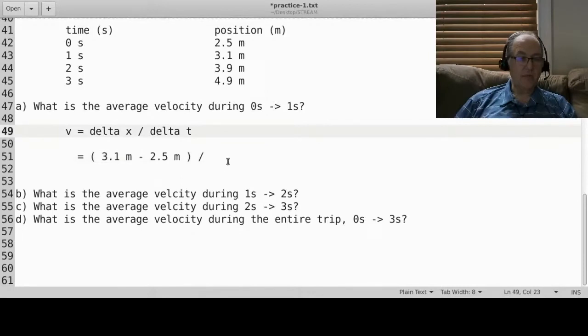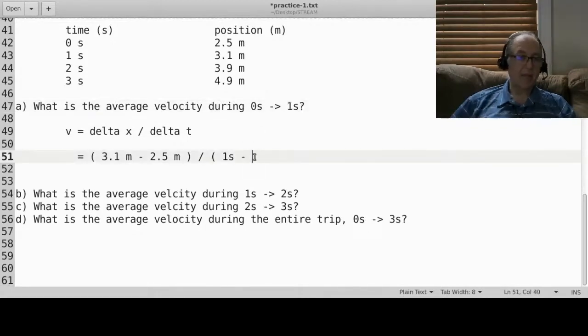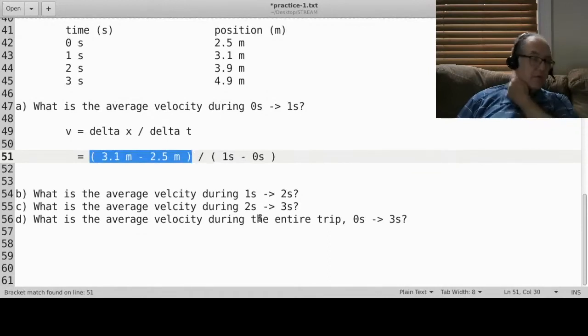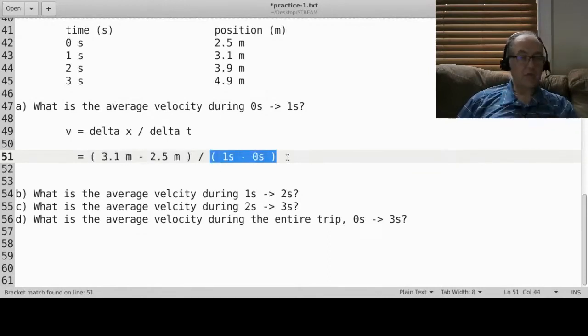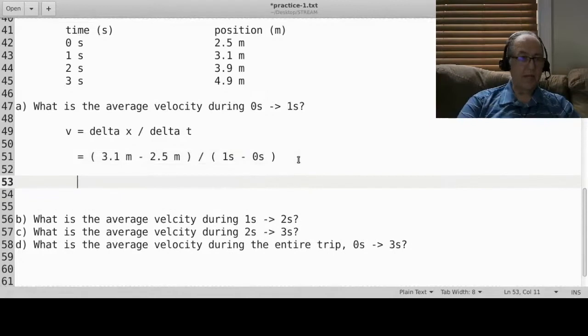And for time delta t, you do the same thing too. You say, what was my final time on my stopwatch? That was 1 second. And what was my initial time on my stopwatch? Well, that was 0 seconds. And there you go. So this top piece is your delta x, and there's your delta t. And when you calculate that, this gives you the average velocity.